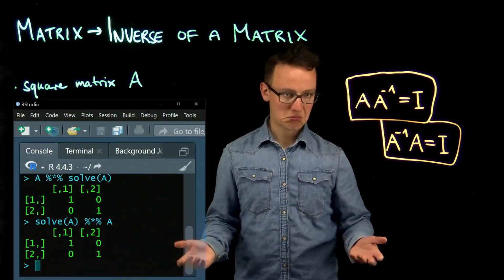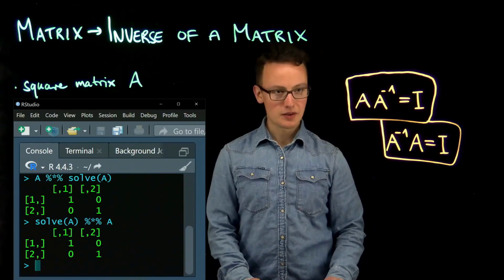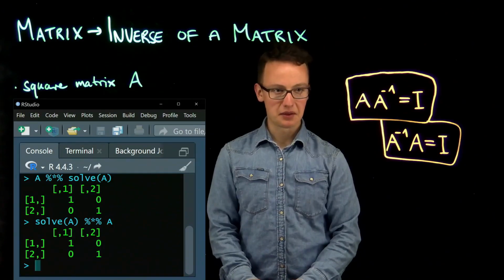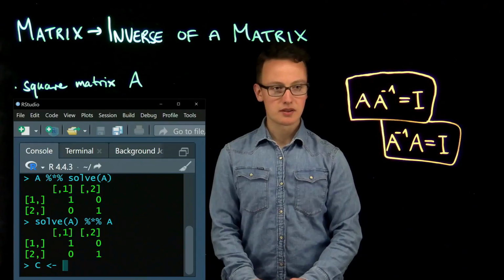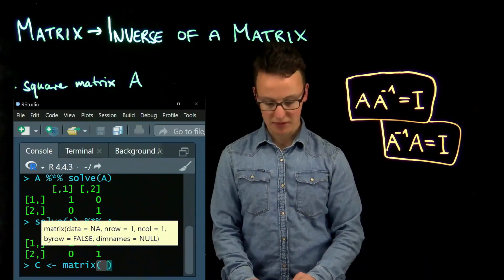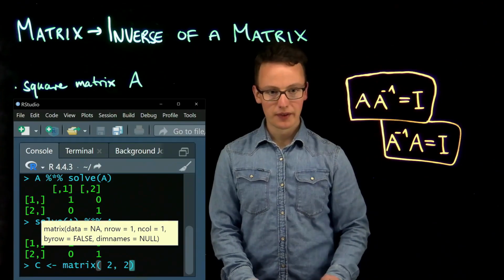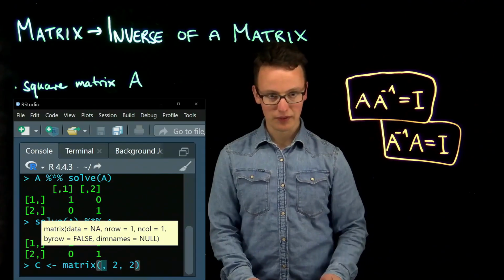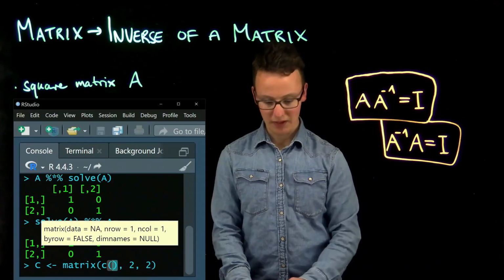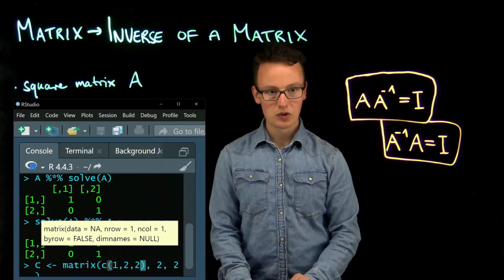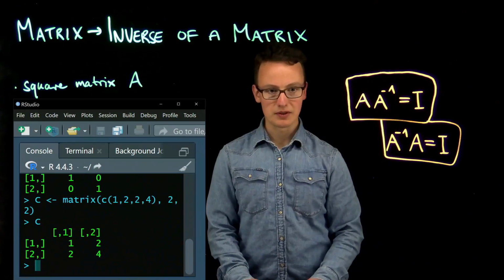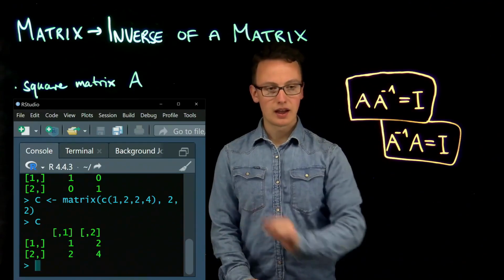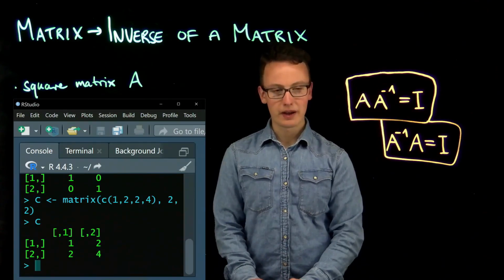So that seemed to work. Now let's consider a different matrix. I'll call it matrix C, okay? This matrix will again be 2 by 2, and it will have the following values, namely the values 1, 2, 2, and 4, okay? That is my matrix C, you can see it here, and let's try to find its inverse.